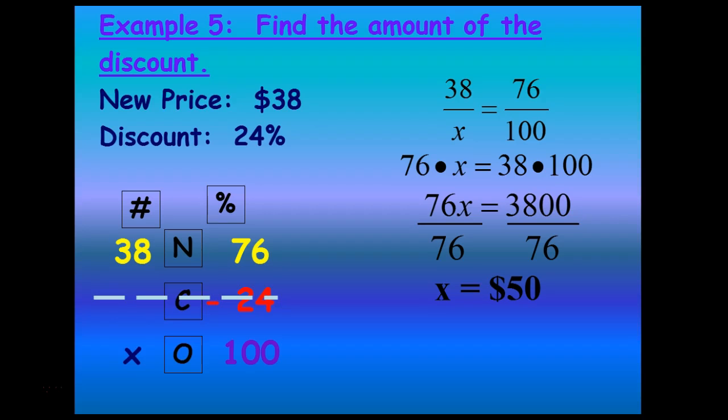We are asked to find the amount of the discount. So if you remember in that summary that I gave you of how to use the NCO chart, we have to subtract that 50 and 38 to see how much the discount was. So the amount of the discount is going to be 50 minus 38, which is $12.